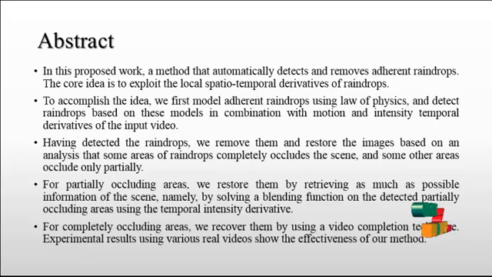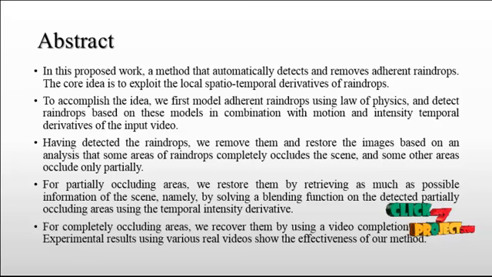The core idea is to exploit the local spatial and temporal derivatives of raindrops. To encompass the idea, we first model the inherent raindrops using a law of physics and detect the raindrops based on this model in combination with motion and intensity temporal derivatives of the input video. Having detected the raindrops, we remove them and restore the images based on the analysis that some areas of raindrops completely occlude the scene, and some other areas occlude only partially.